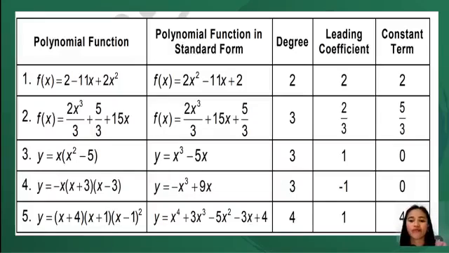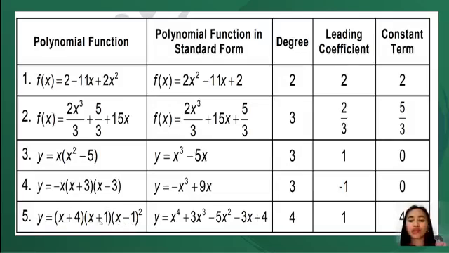Okay, let's have number 5. Y equals x plus 4 times x plus 1 times x minus 1 squared. So, let's take first x plus 4 times x plus 1, which will give you x squared plus 5x plus 4. And then the other one, we have x minus 1 squared. So, x times x is x squared. Negative 1 times 2 is negative 2. So, therefore, we're going to have x squared minus 2x. Then, negative 1 squared is a positive 1. So, we're going to get x squared minus 2x plus 1.